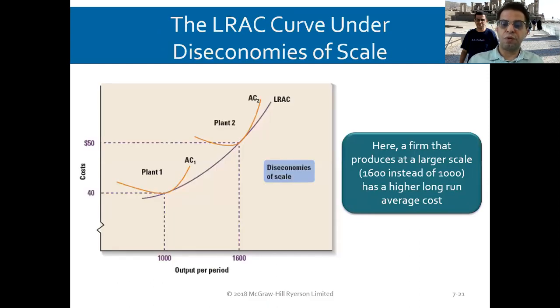So a firm that produces at a large scale, 1600 instead of 1,000, has a higher long run average cost. And that's what you call diseconomies of scale. Here, they should not be producing at 1600 because their cost is 50. They should be moving to the lowest point that they can produce at in order to have economies of scale. They have passed it because of the bureaucratic inefficiencies that they have.